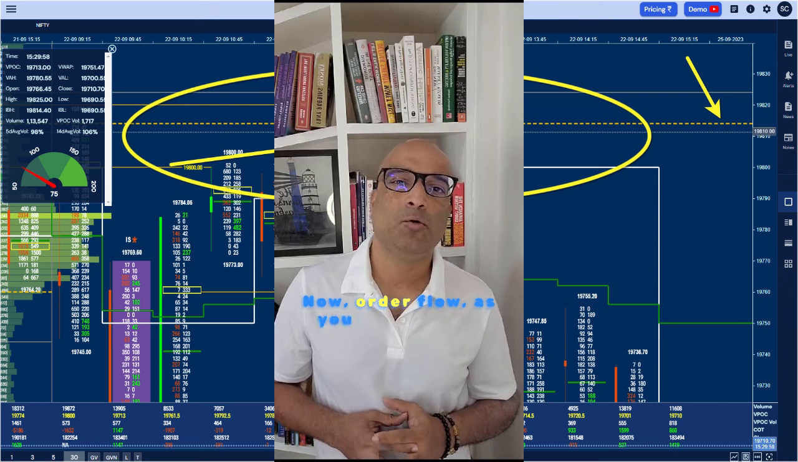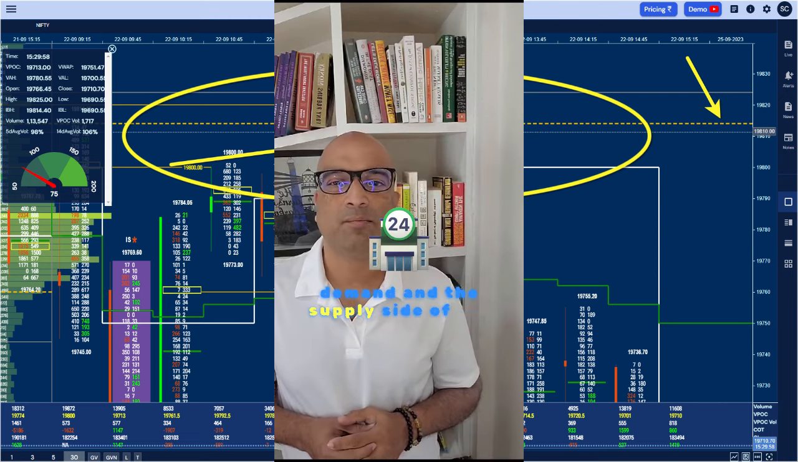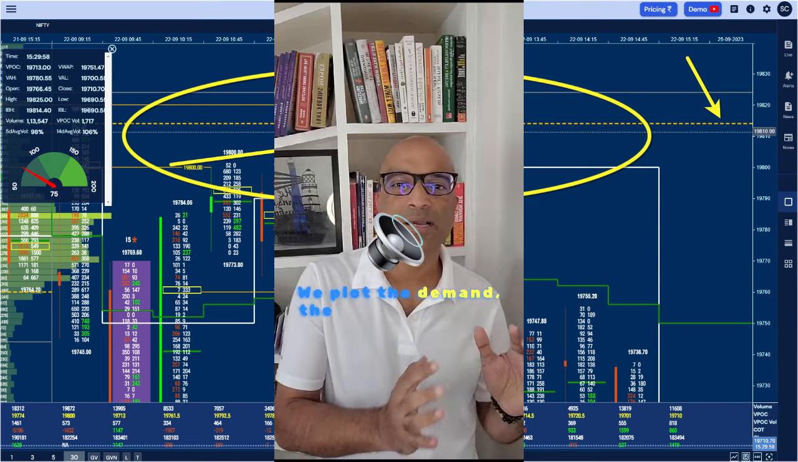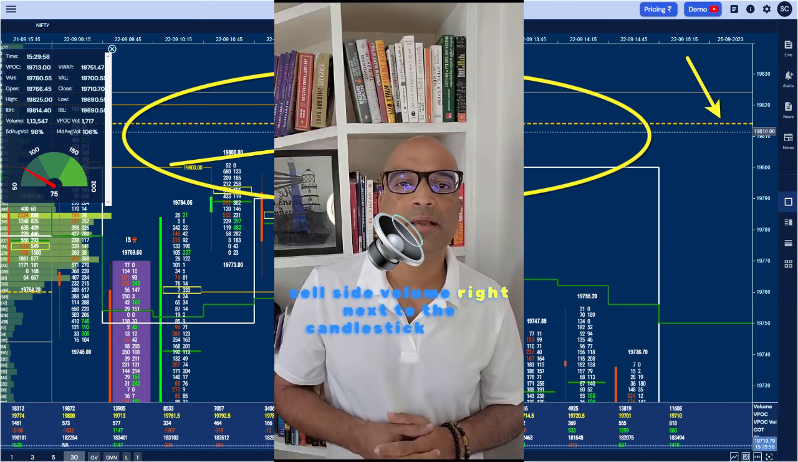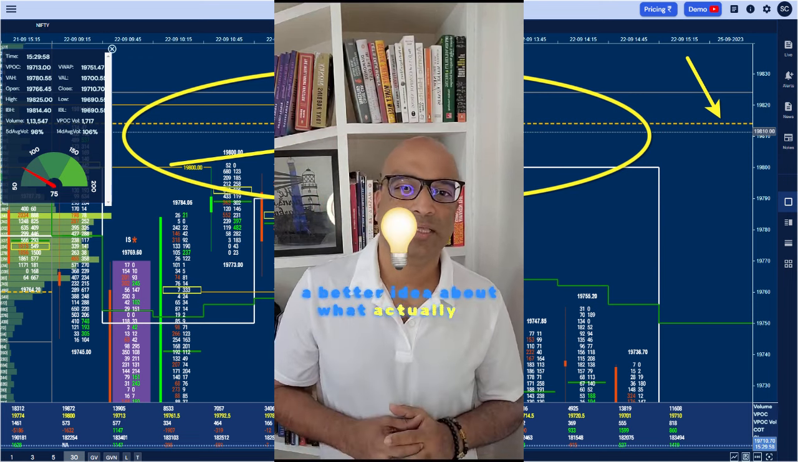Now, order flow, as you know, is the demand and the supply side of the market. We plot the demand, the buy side volume, and the sell side volume right next to the candlestick to get a better idea about what actually is happening.